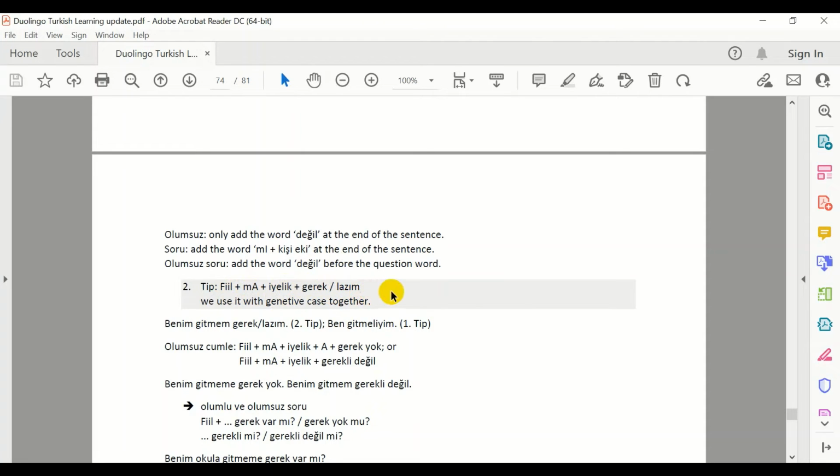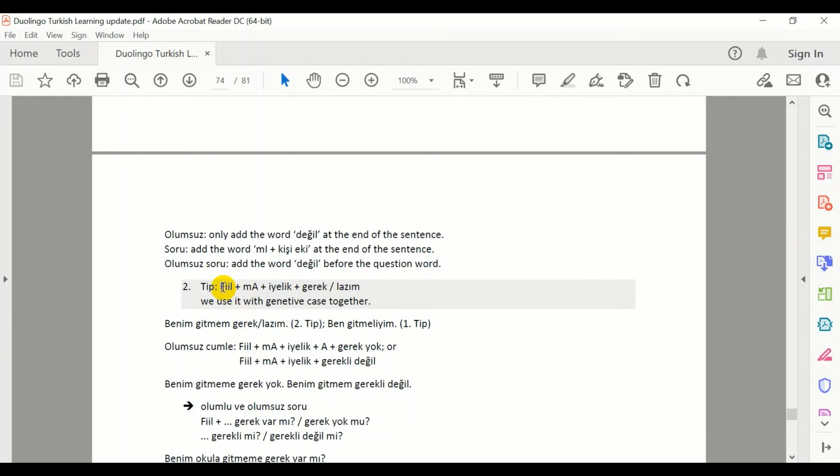This gerek or lazım are special Turkish words that, with a special structure, can also convey the meaning of obligatory situations. And one thing more, we use this structure with genitive case. For example, benim gitmem gerek or benim gitmem lazım. It means I have to go.